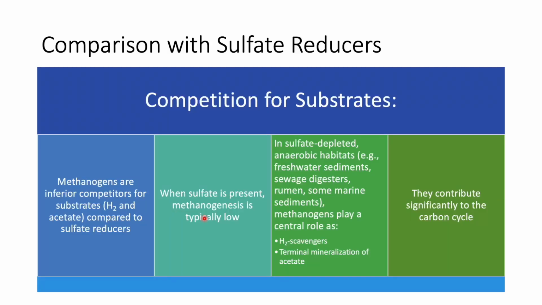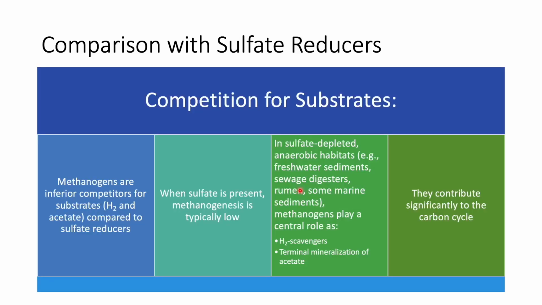When sulfate is present, methanogenesis is typically low. In sulfate depleted anaerobic habitats, this is where methanogenesis actually happens, especially freshwater sediments, sewage digesters, rumen and some marine sediments. Methanogens play a central role as hydrogen scavengers and in the terminal mineralization of acetate. So we will be looking at these reactions, and these compounds generally contribute significantly to the carbon cycle.